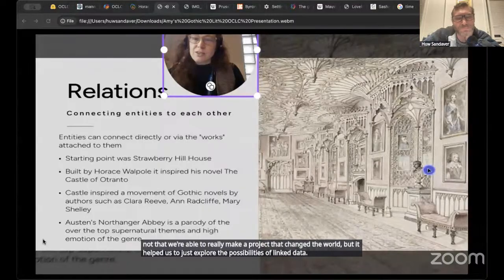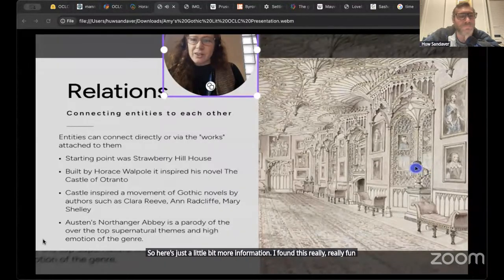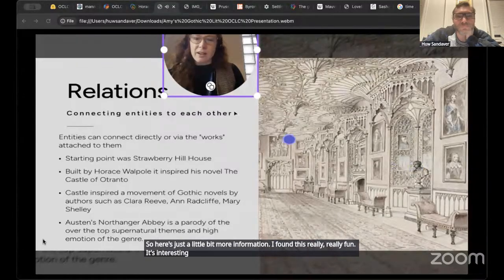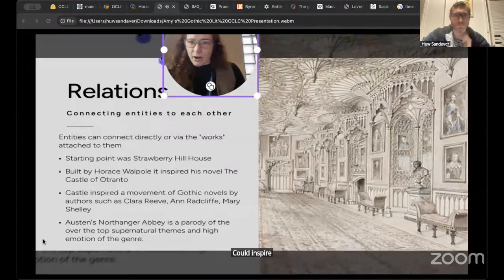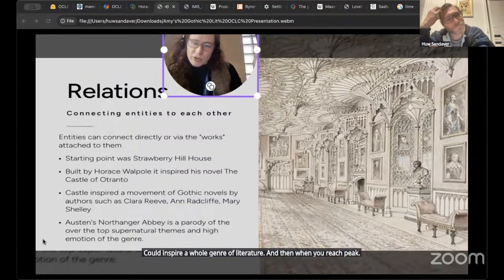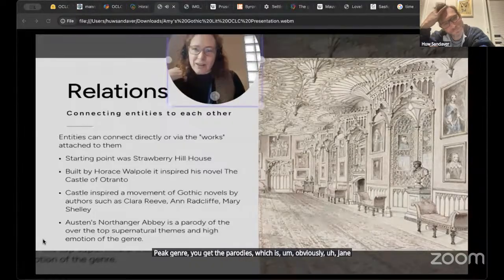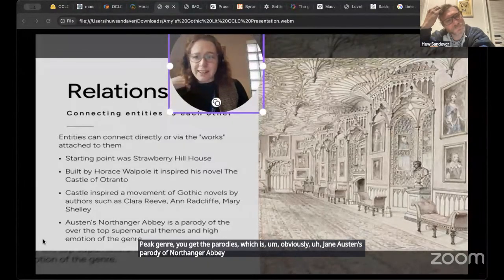So here's just a little bit more information. I found this really, really fun. It's interesting seeing that one house could inspire a whole genre of literature, and then when you reach peak genre, you get the parodies, which is obviously Jane Austen's parody of Northanger Abbey, which is really, really funny. It's not serious at all.